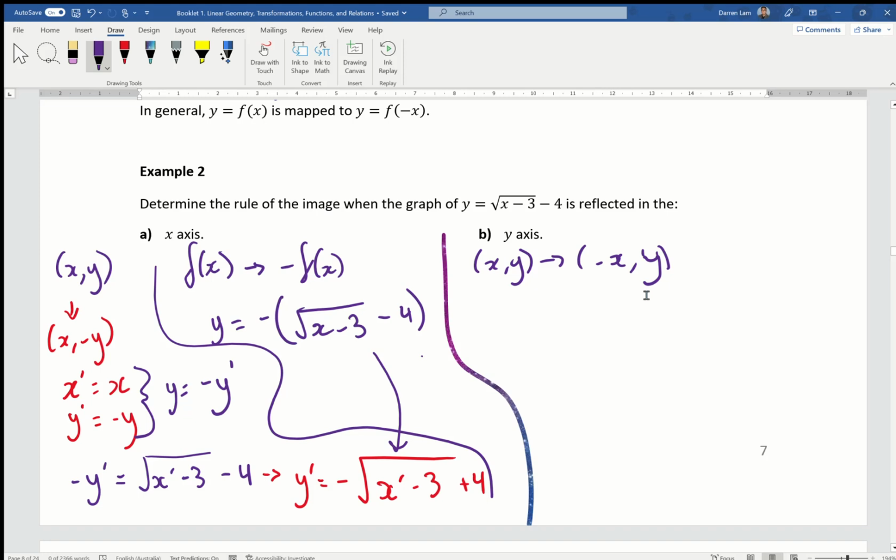We do the same thing, we say x dash equals negative x, or if you're looking to speed things up, let's just skip right ahead and write that x equals negative x dash. Because why not? Y dash, so y equals y dash. And we have our new equation of y dash equals the root of negative x dash minus 3 minus 4. Note that I did not touch the negative 3. I've just substituted x as negative x dash.